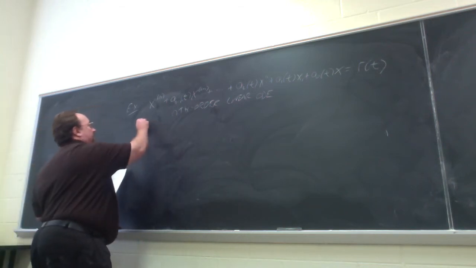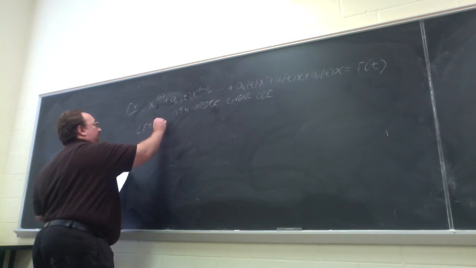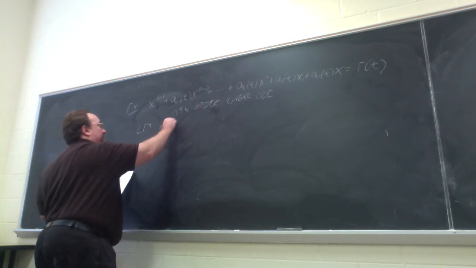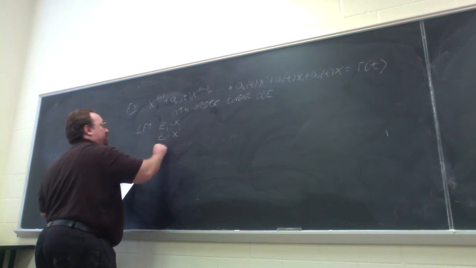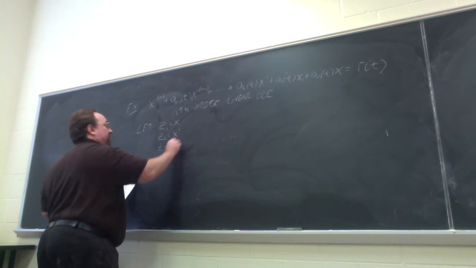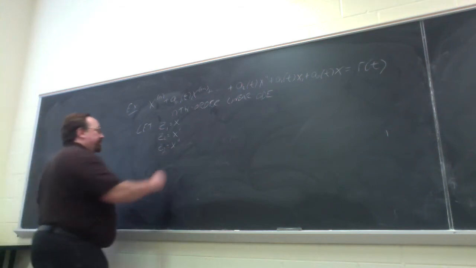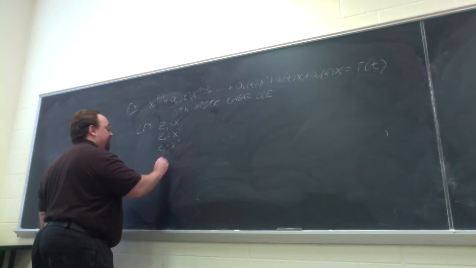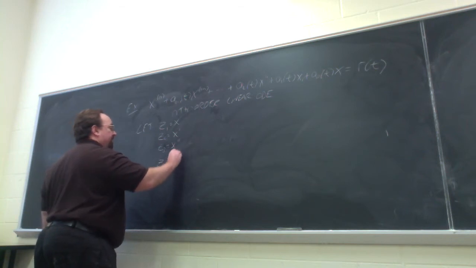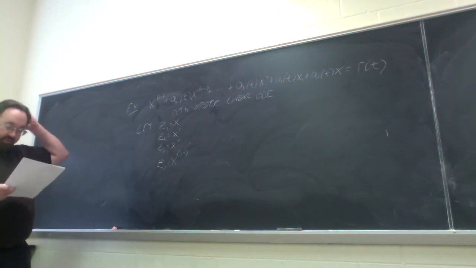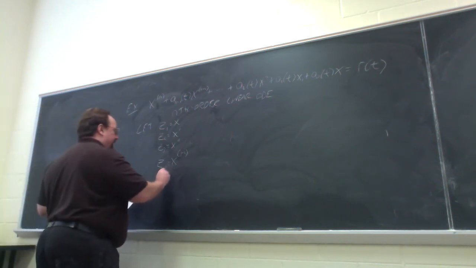just like in all the other cases where we've done this. So I'm going to define n variables. z1 is x, z2 is x prime, and so on. So each z is some derivative of x. So in general, zj is equal to the j minus first derivative of x, all the way down to the end. So zn is the n minus first derivative.